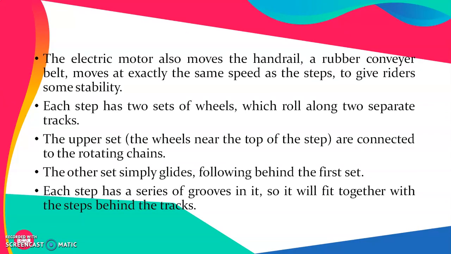The electric motor also moves the handrail. A rubber conveyor belt moves at exactly the same speed as the steps to give riders some stability and a feeling of safety. Each step has two sets of wheels which roll along two separate tracks. The upper set, the wheels near the top of the step, are connected to the rotating chains. The other set simply glides following behind the first set. Each step generally has a series of grooves in it, so it will fit together with the steps behind on the tracks.